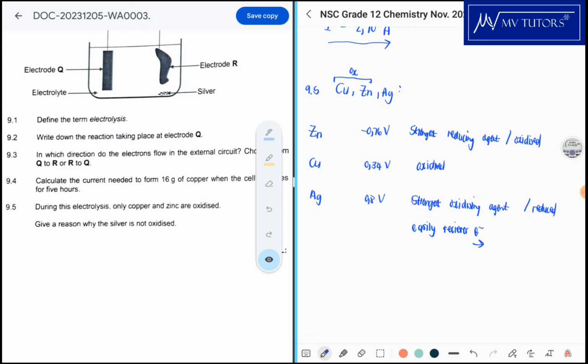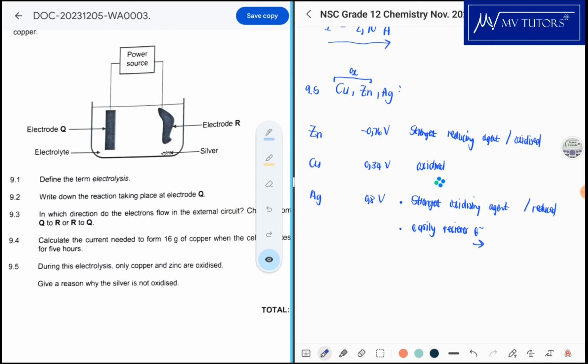It wants to be reduced. It doesn't want to give away electrons. It wants to take them. So I would give those two reasons: it is the strongest oxidizing agent, therefore it will be reduced, and it easily receives electrons. Whereas the zinc and the copper are more likely to be oxidized. And this is it.